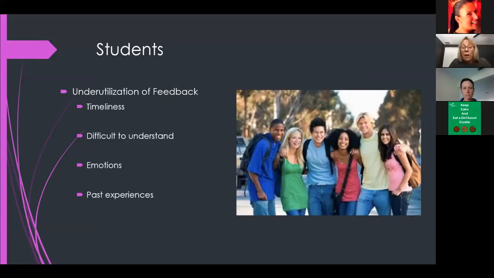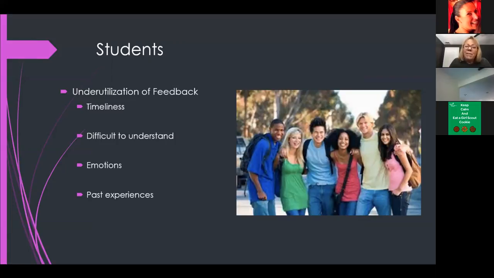That was probably one of the top things they identified as a reason why they did not use feedback. The other reason they didn't use the feedback is the way it was delivered. It was just too difficult to understand. It was like too much and way above what they needed or were able to process.